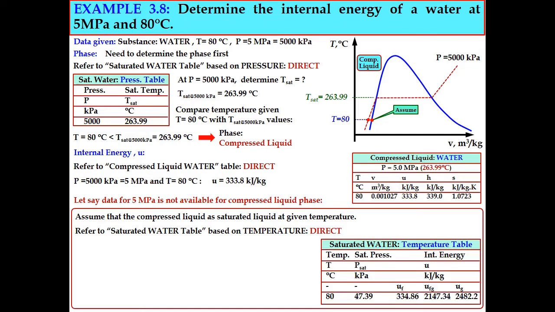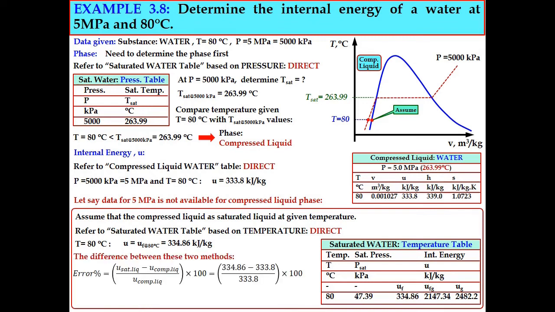Okay, this is the saturated water temperature table at 80 degrees Celsius. The value of u must be referred to the value of uf because we assume the state as saturated liquid. So the internal energy u equals uf at 80 degrees Celsius, equal to 334.86 kJ per kg. If we look at the difference between these two methods in terms of error, the error is below 1%. So the assumption method for this case is acceptable.